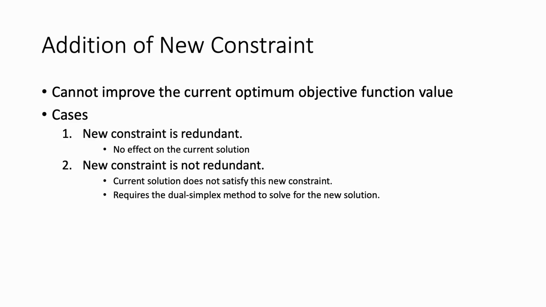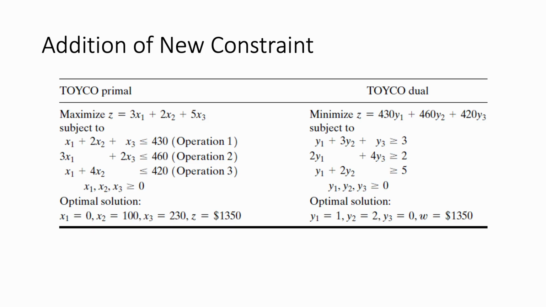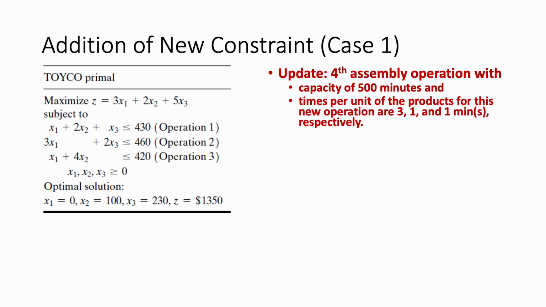If it is not redundant, then the current solution does not satisfy this new constraint, so we need to recalculate using the dual simplex method to solve for a new solution. Okay, so let us consider again the Tokyo model. So we have the primal and the dual of the model.